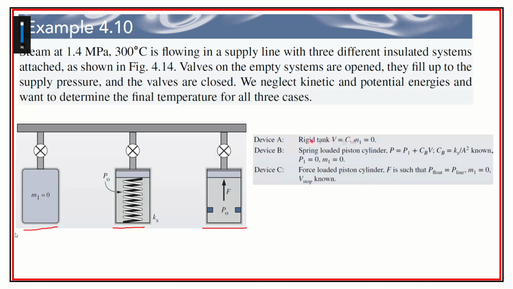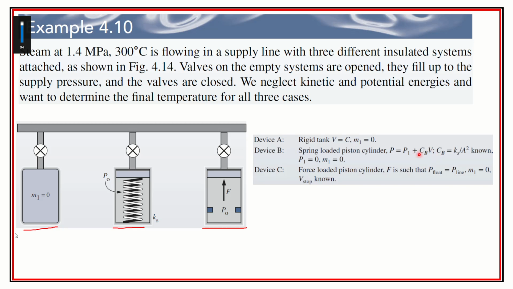And here's some more description. Rigid tank and device A is somehow magically mass is 0 inside, and the volume is constant. That's not true for this one because the volume will increase. It starts out kind of at 0, right? And it's also a spring-loaded thing.